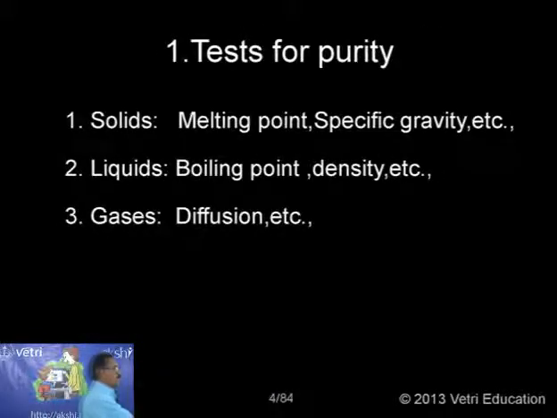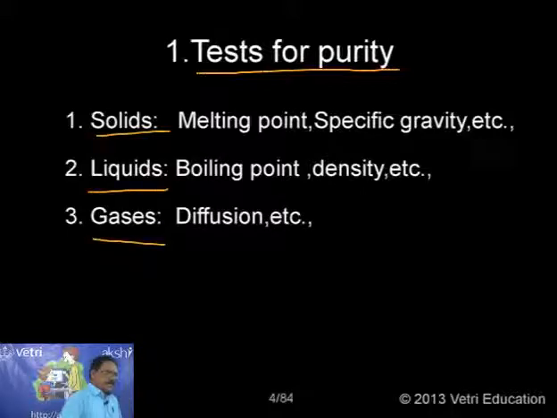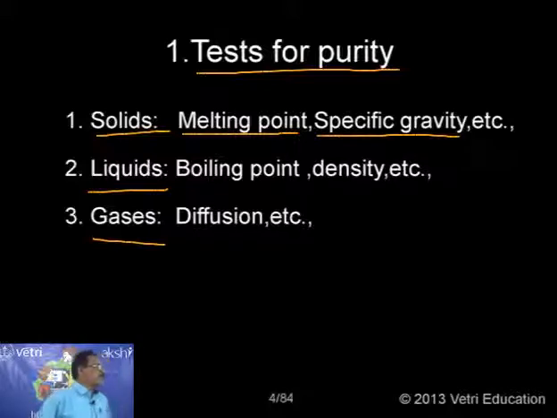Test for purity. This is the most important because our aim is to determine the empirical formula and molecular formula accurately, so we need to test whether the sample is pure or not. So what tests are available to identify the purity? Organic compounds can be classified into three types: solid organic compounds, liquid organic compounds, and gaseous organic compounds. If it is a solid, in what way will we test the purity? By taking the melting point, by determining specific gravity, etc., we can determine the purity of the sample.